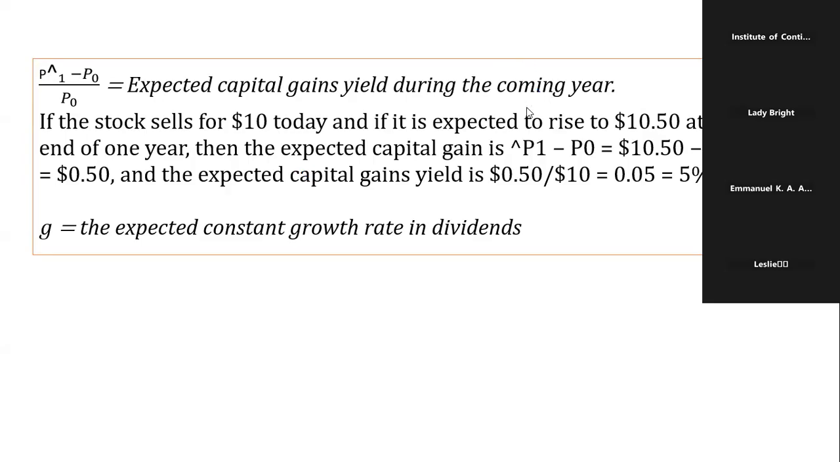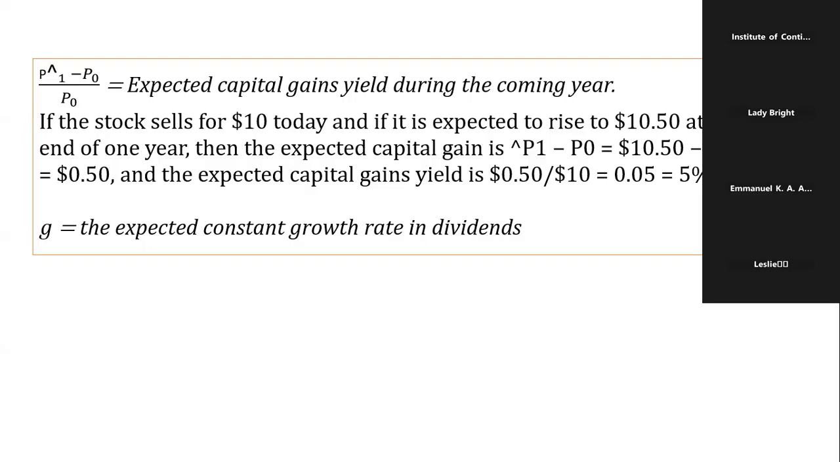Okay. So we have the expected capital gain yield during the coming year, made up of price at 1 minus price at 0. So price at year 1 minus price at year 0, over price at year 0, should give you the percentage increase in price.